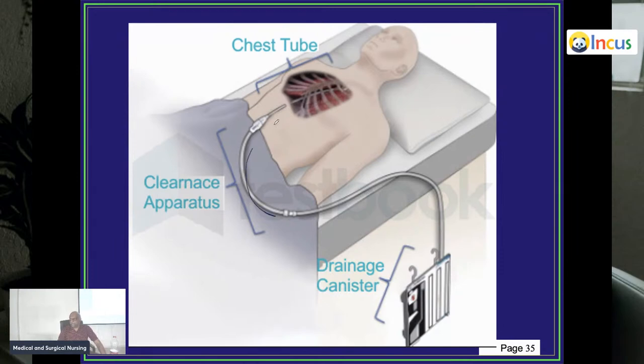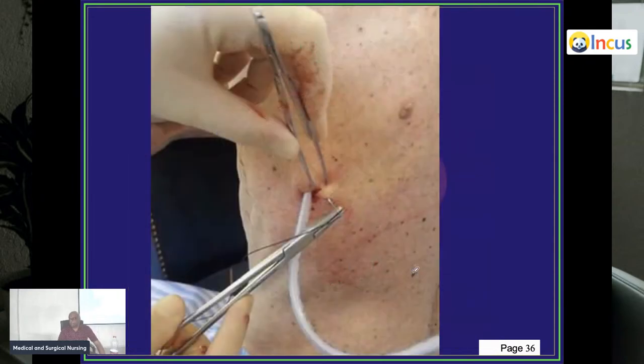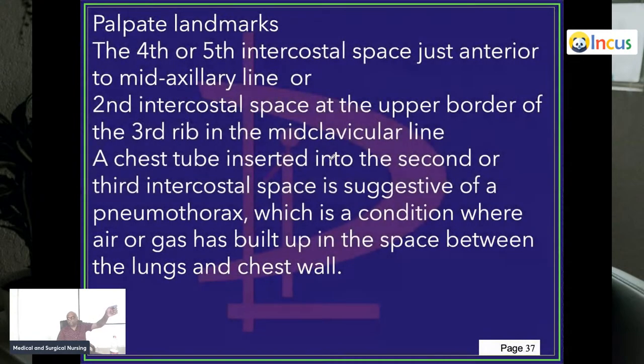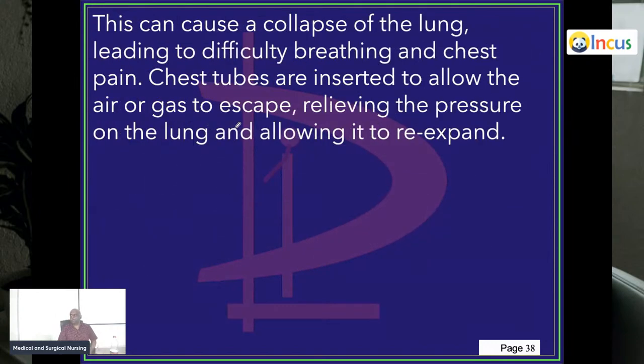So once you put the intercostal drainage, typically the fluid comes and drains to the underwater seal. After placing the tube, you apply suture to hold it in position. Then you take a chest x-ray. So what are the common landmarks for you to put the intercostal drainage tube? Fourth and fifth intercostal space anterior to the mid-axillary line. This is the axilla, axillary line. Second intercostal space at the upper border of the third rib, if it is the mid-clavicular line. Clavicular line. So that's where you need to place the tube.